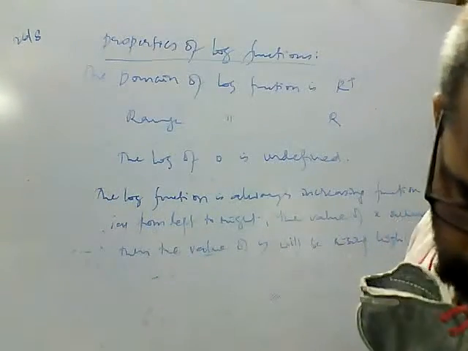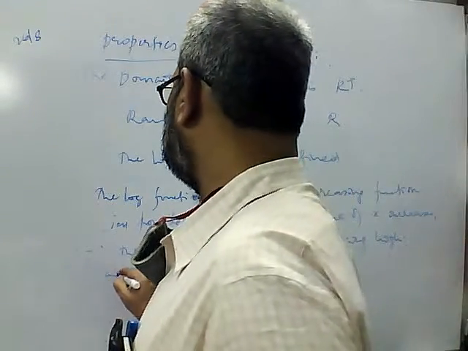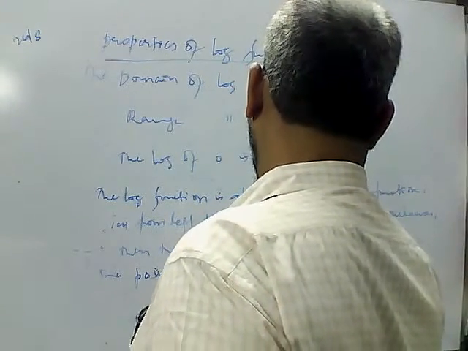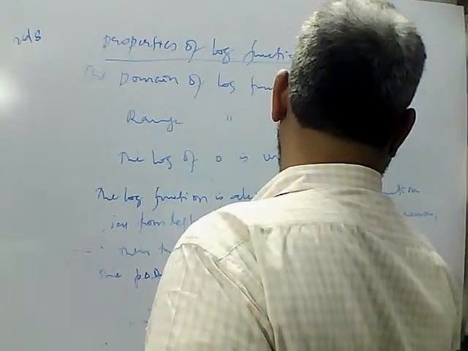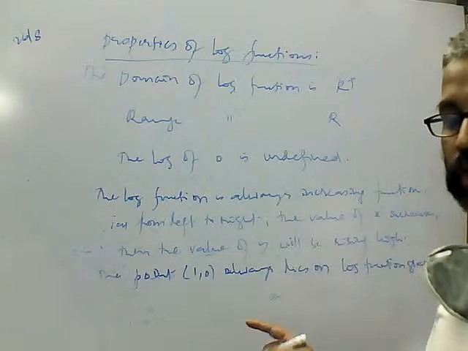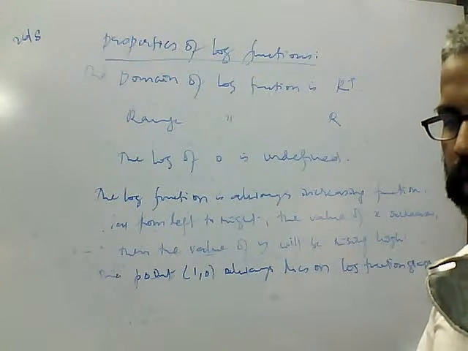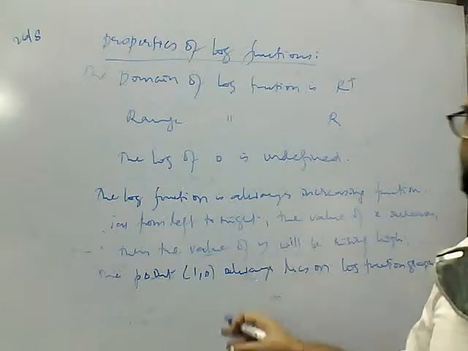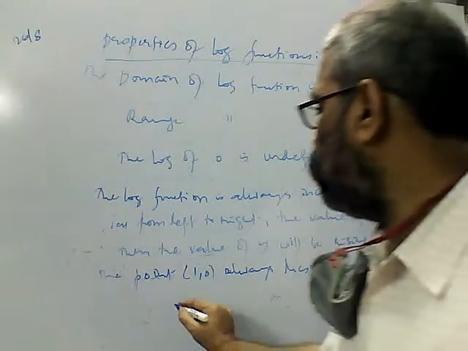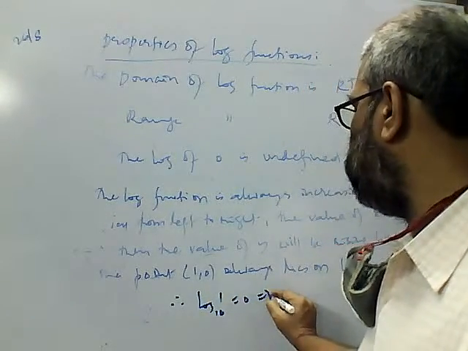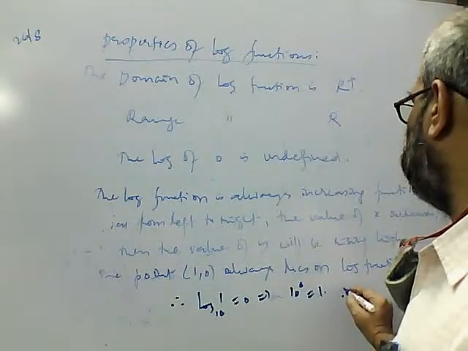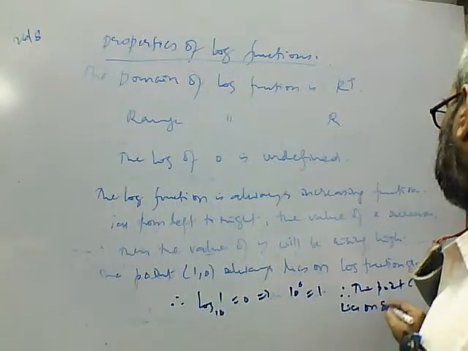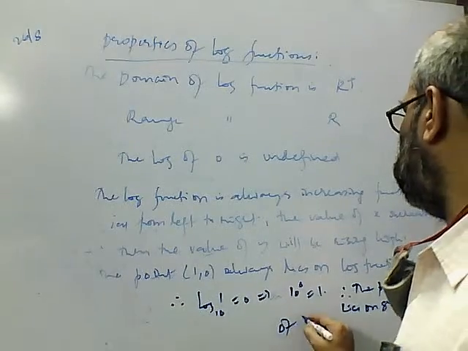But the point (1, 0) always lies on the log function graph. Because (0, 1) lies on the exponential function, and logarithm is the reverse, the domain changes to range and range changes to domain. In the exponential function (0, 1) lies, and for the logarithm function log 1 is equal to 0. Therefore log 1 to the base 10 is equal to 0, which implies 10 power 0 is equal to 1. Therefore the point (1, 0) lies on the graph of the log function.